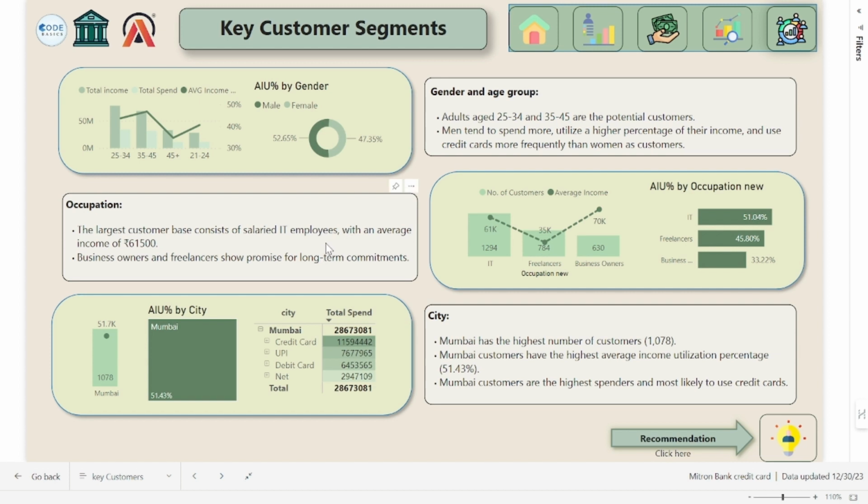The largest group of customers are salaried IT employees, earning an average income of 61,500. Business owners and freelancers show potential for being our long-term customers. Mumbai has the most customers, with 1078, and customers from Mumbai spend the most, using the credit card frequently, and have the highest average income utilization, 51.43%. Let's see some recommendations.